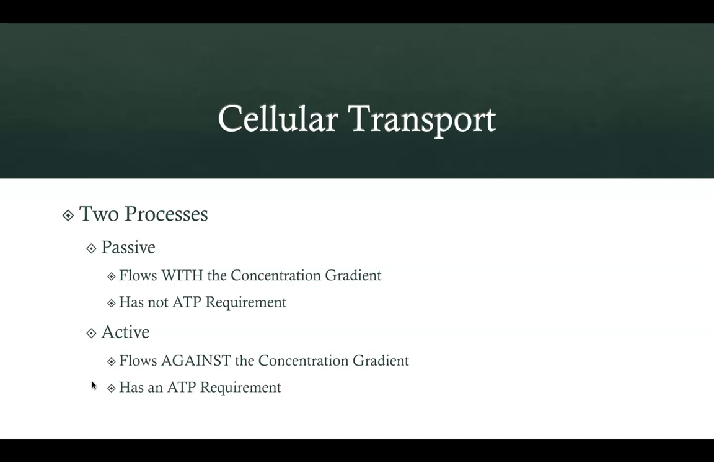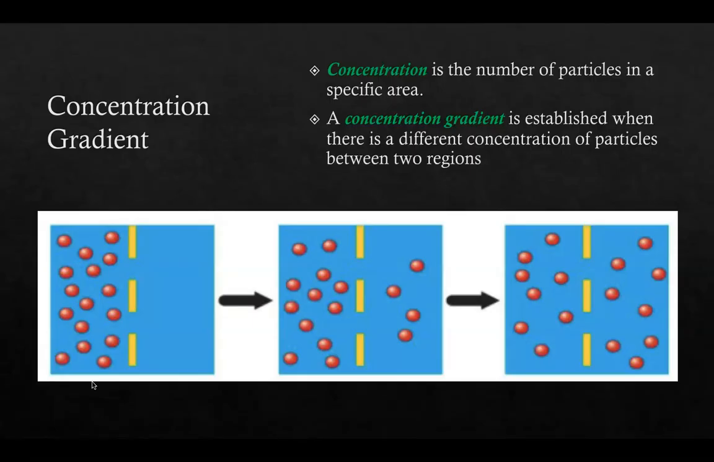Active transport is the opposite of passive transport. In active transport, particles are actually being forced to move against the natural flow. So they're being forced from an area of low concentration into an area where it's already highly concentrated. And the way that that is done is by using some of the cell's energy to make that type of transport happen. So let's talk about what concentration and concentration gradient actually means.